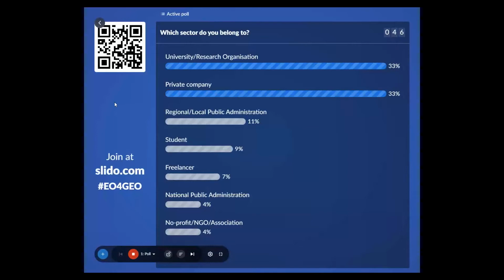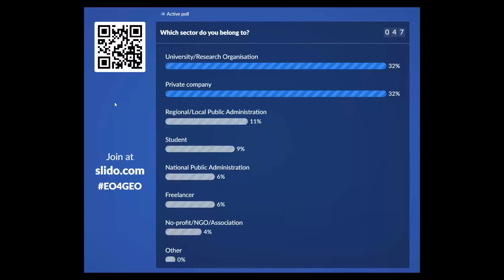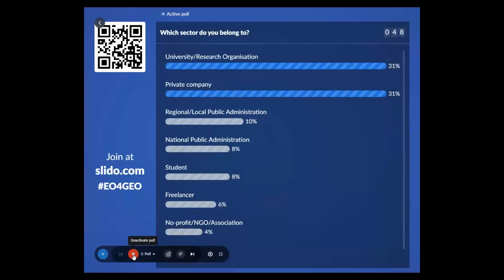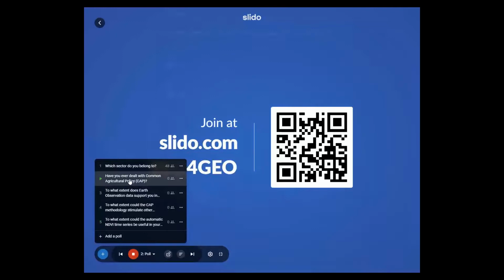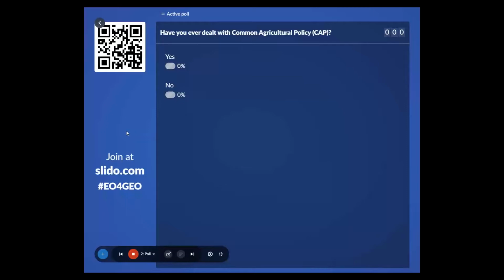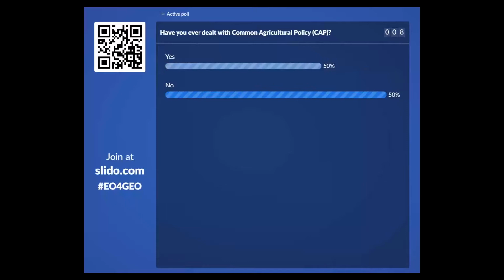Okay, thank you. Just a few seconds still to continue to map the audience. I think we can stop now because the trend is quite clear. And now let's go to the second short poll. Very interesting here. Have you ever dealt with common agricultural policy? Independently of whether you dealt with it using Copernicus or other Earth observation data, but just to see to what extent you are familiar with this important domain. For the time being, it's a good balance. Let's wait a bit more.